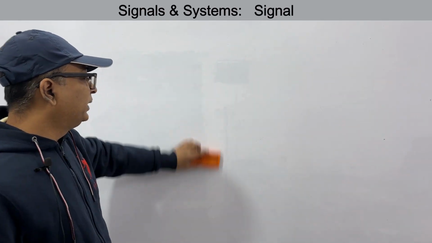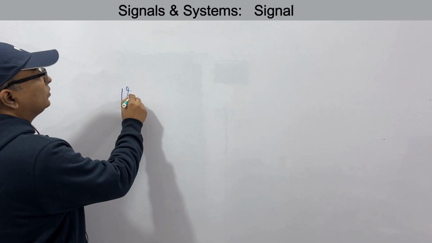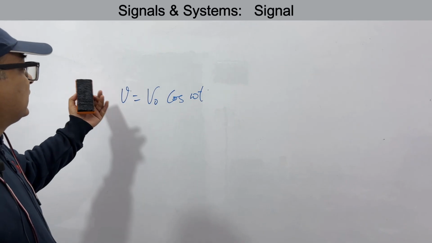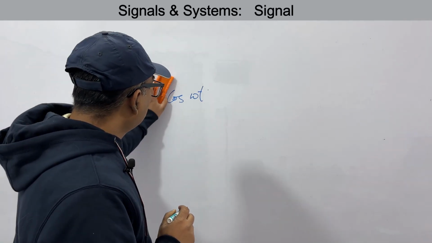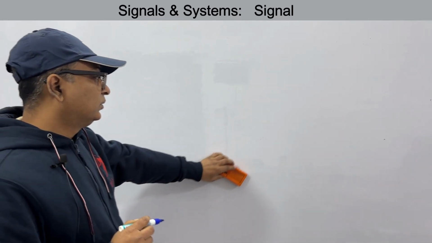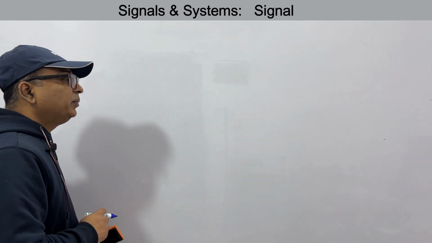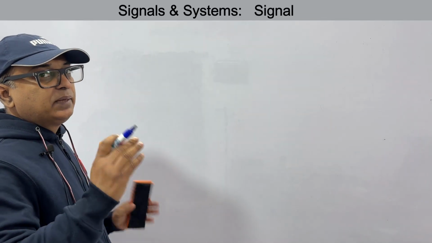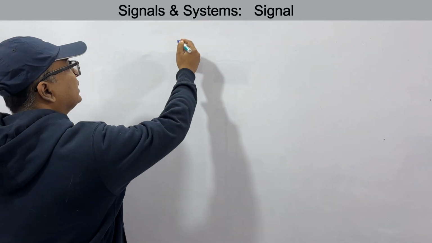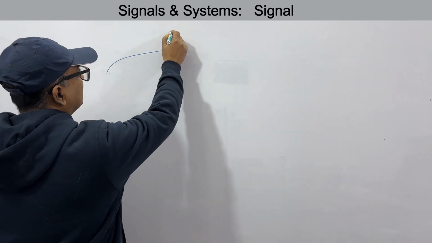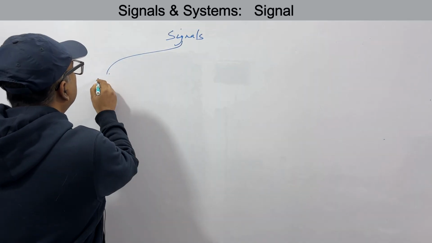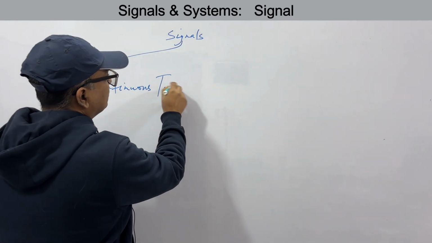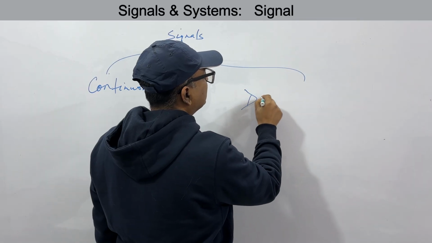We have studied so many electrical signals, like voltage. Voltage can be represented as V0 cos omega t. This is also a signal. So there are so many signals, and with such a big variety of signals, we have so many mathematical expressions for them. Now, there are basically two types of signals. If we come to our signals and systems, the first is called continuous time signals, and the second one is called discrete time signals.